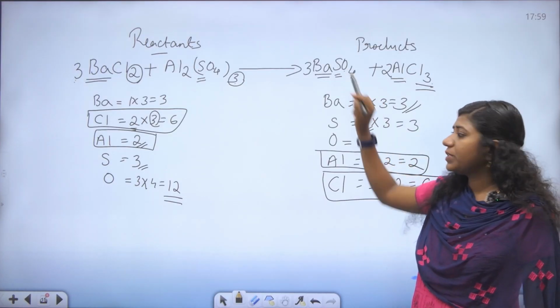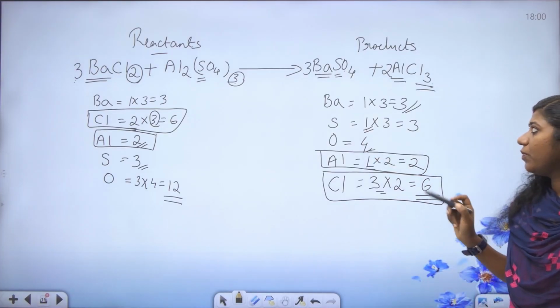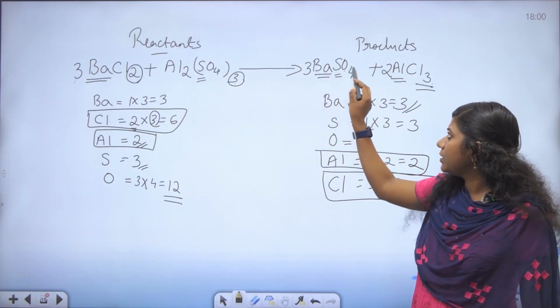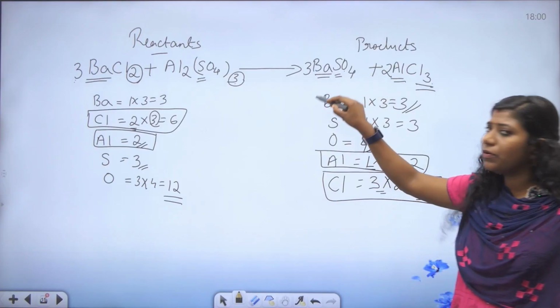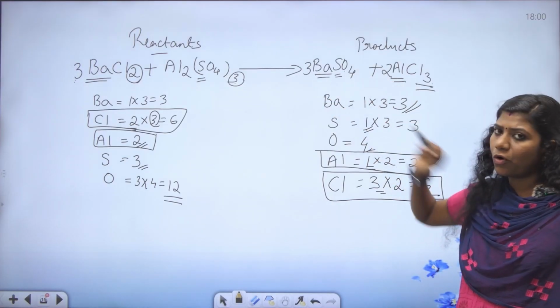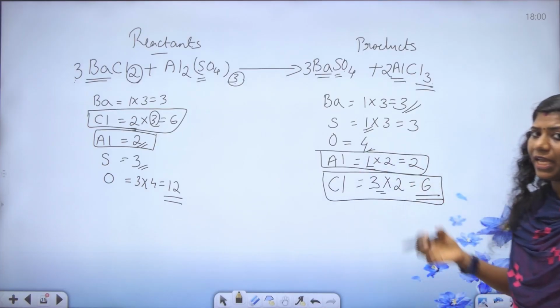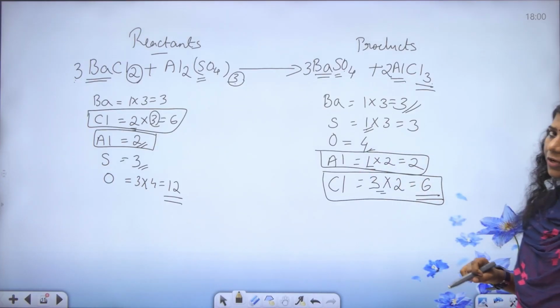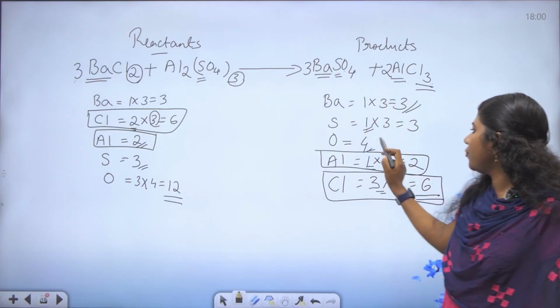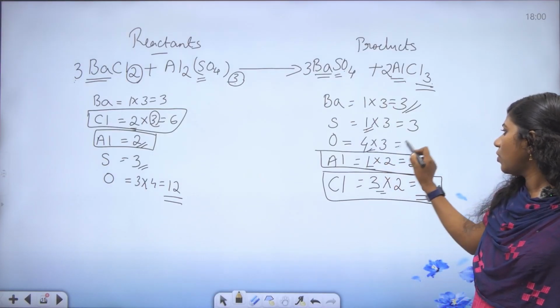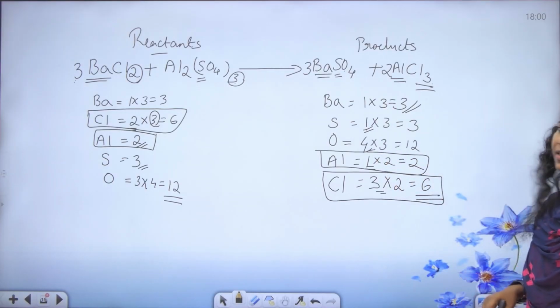And the number of oxygen atoms in 3 molecules of barium sulfate, BaSO4. 1 molecule of BaSO4 contains 4 oxygen atoms. 3 molecules of BaSO4 contain 3 into 4, total 12 oxygen atoms.